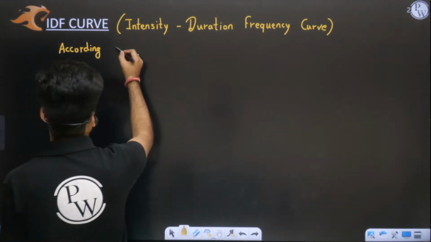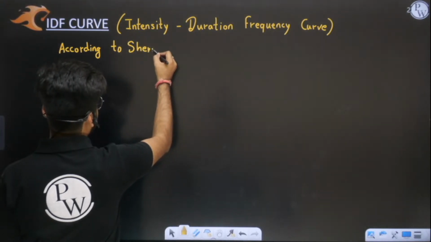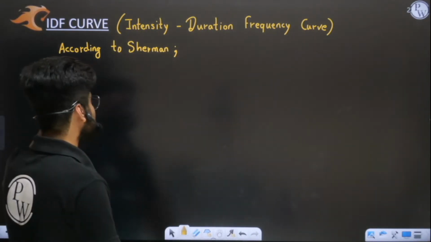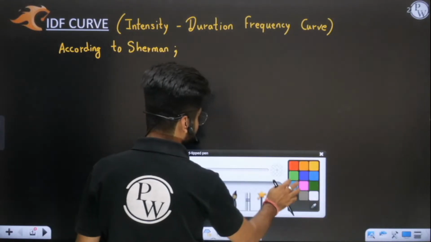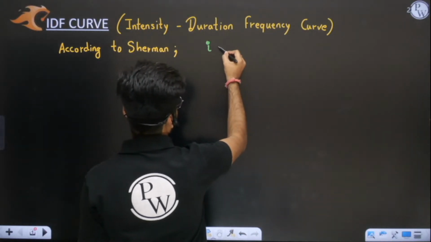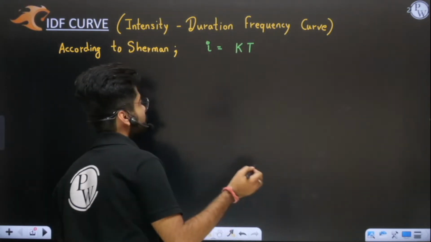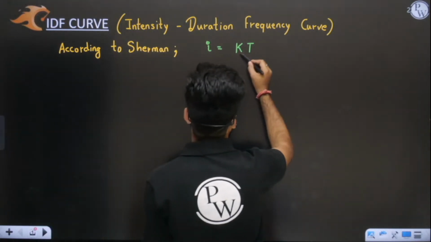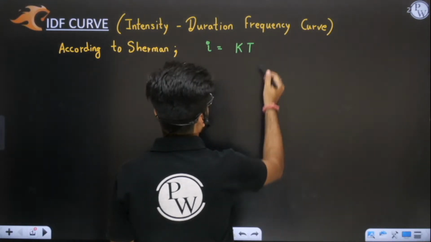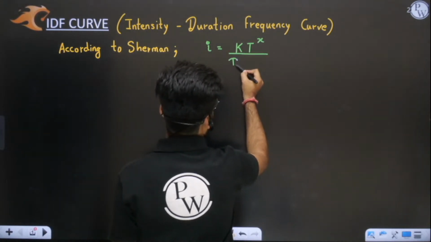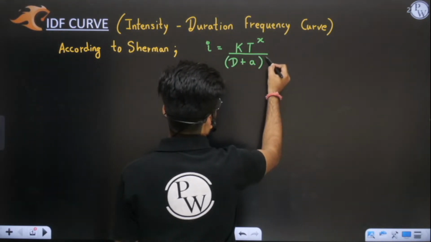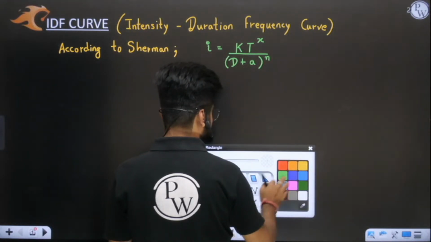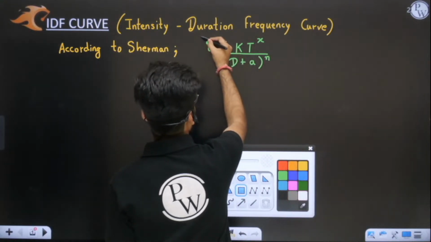So according to Sherman, listen very carefully. The equation which I am going to tell you has been asked in your engineering services prelims exam 2019. So this question was directly there. According to Sherman, I is proportional to, or if I'm writing the empirical relationship between I, T and D, it will be I equals k T power x upon (D plus a) power n. So this is a very important equation.